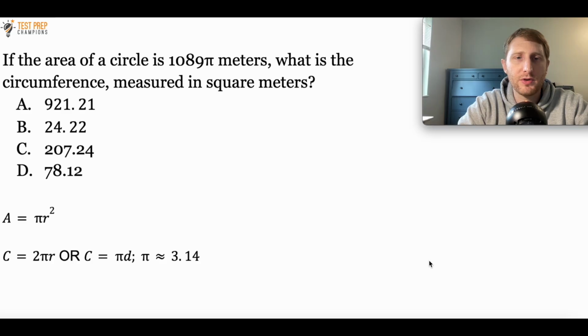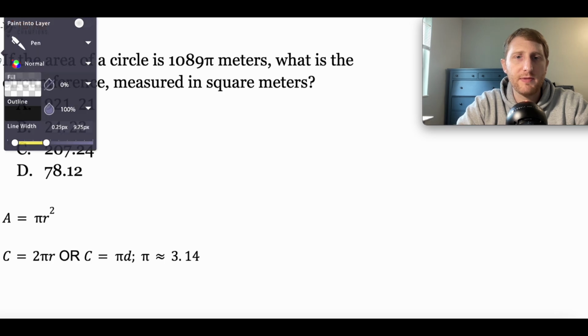If the area of a circle is 1,089 pi meters, what is the circumference measured in square meters? So let me give you a chance now if you'd like to pause the video, try to figure this out, take all the time you need, then whenever you're ready, just unpause the video and we'll talk about it.